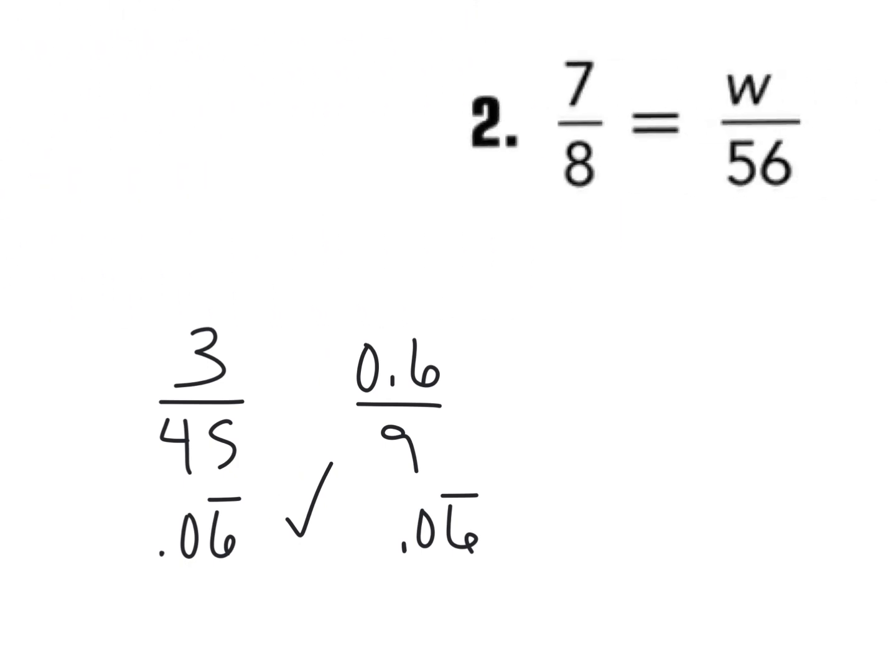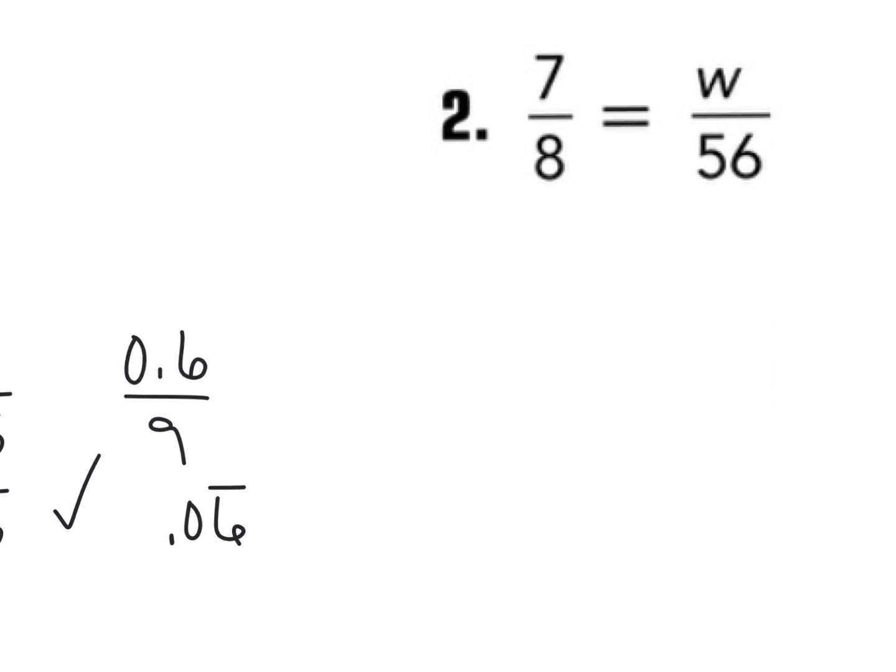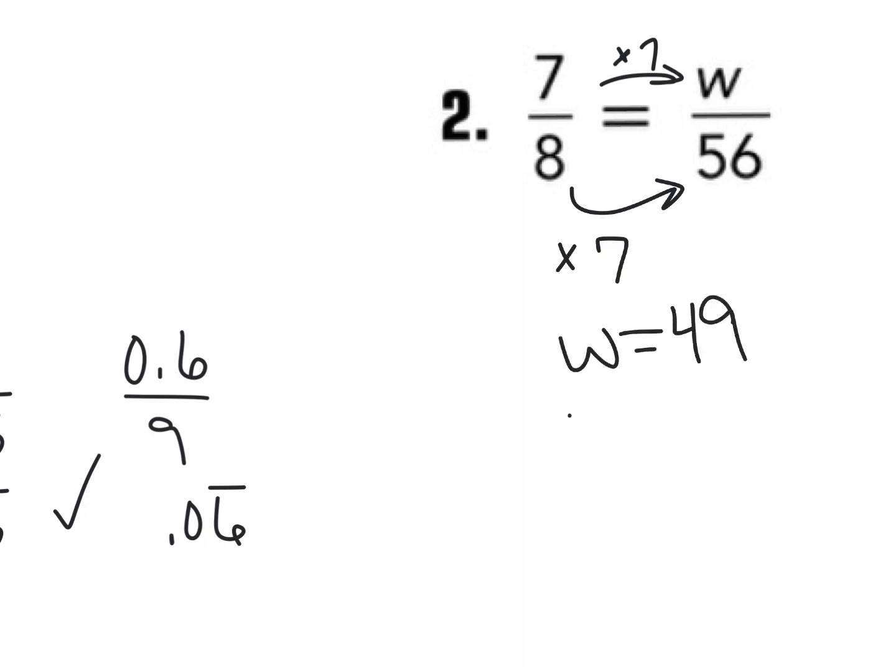So if we look at number 2, similar idea. We can go towards the variable. If we're going from 8 to 56, 56 divided by 8 is 7, and I know that's multiplying by 7, and so 7 times 7 is 49. Same idea, if you divide both of those out, you'll get 0.875 for both of those, then you know you have the right answer.